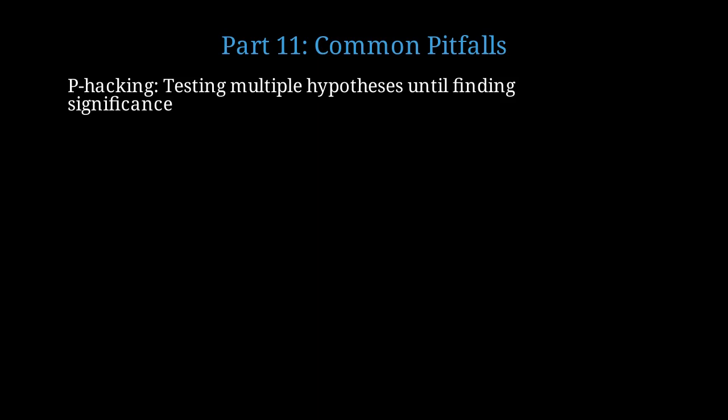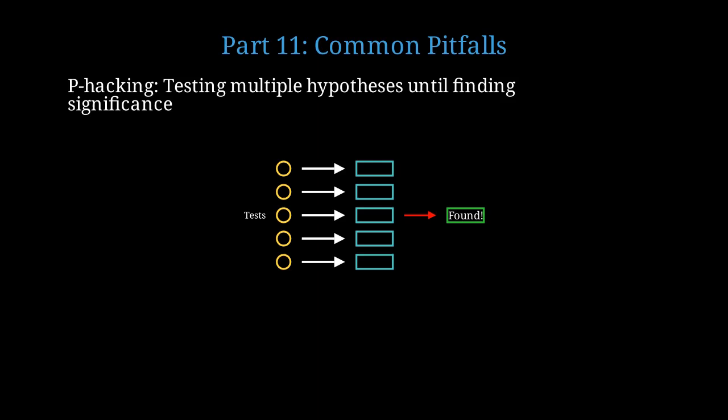Let's examine common mistakes in hypothesis testing. P-hacking means testing multiple hypotheses until you find significance, inflating false positives. Multiple testing without correction increases your chance of false discoveries exponentially. The family-wise error rate grows with the number of tests k.